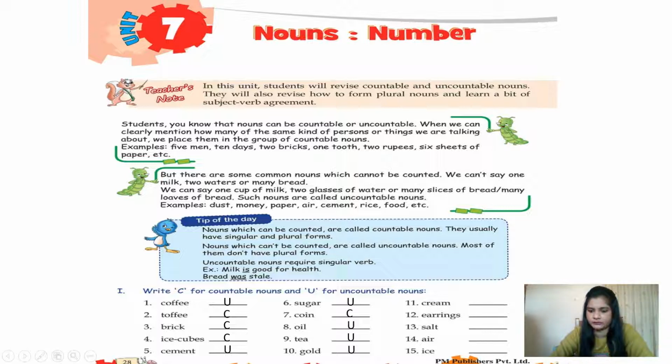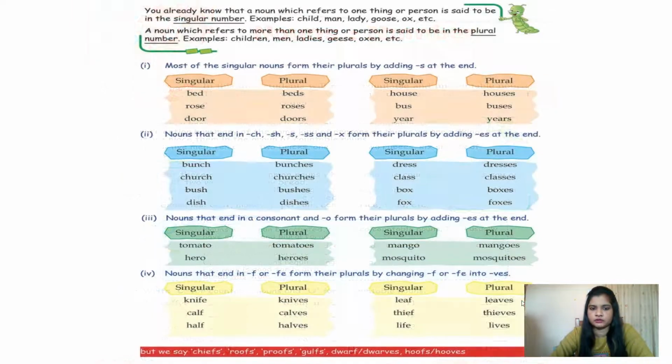Now let's come to the 11th number. Cream, can we count cream? No, it is uncountable. Earrings, yes, today only you count the number of earrings your mother has. Okay, it is countable. Salt, air, ice, we cannot count these things, so they are uncountable. Let's move to the next page. You have to read these things. Children, we have already done them, so just now we will only read.